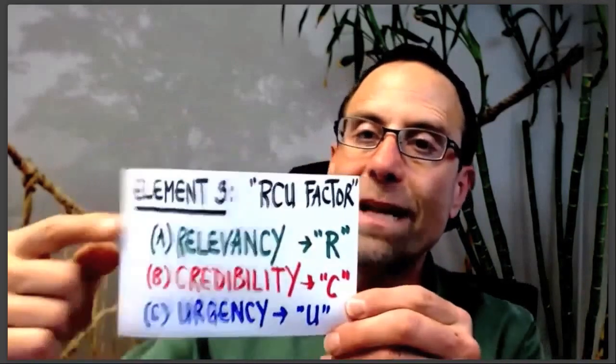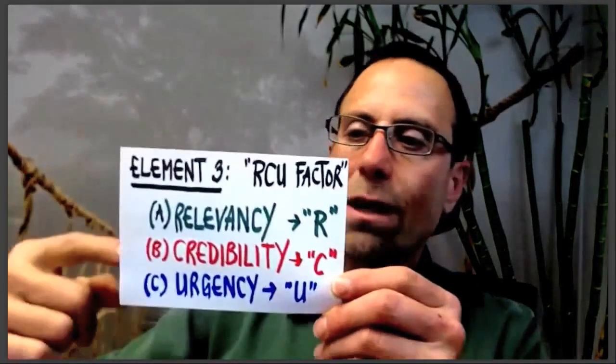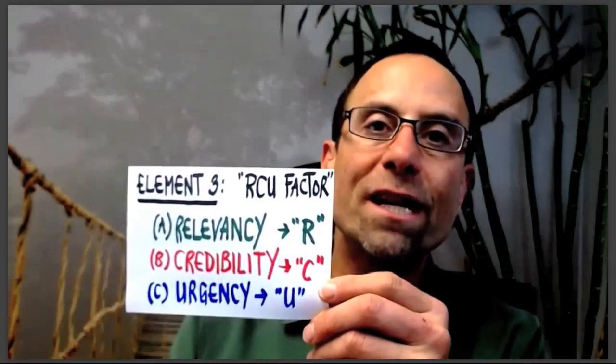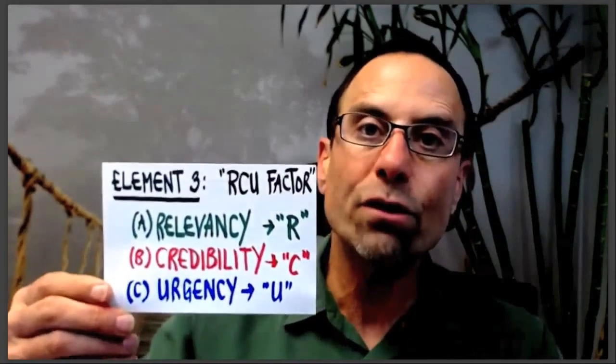So relevancy means, hey, why this? Credibility is why me or why us? And urgency is why now? Those are the 3 reasons why to those elements. Are you liking this so far? Is it making sense? Are you glad you made it here?